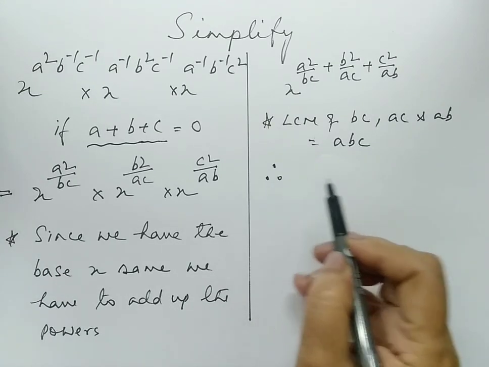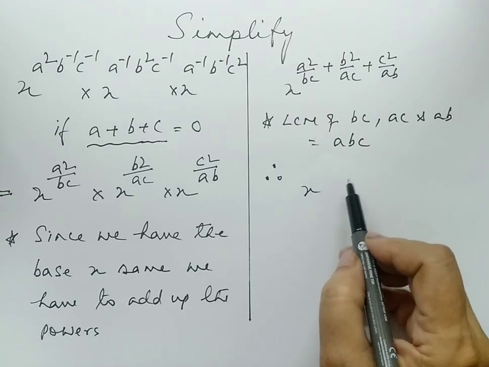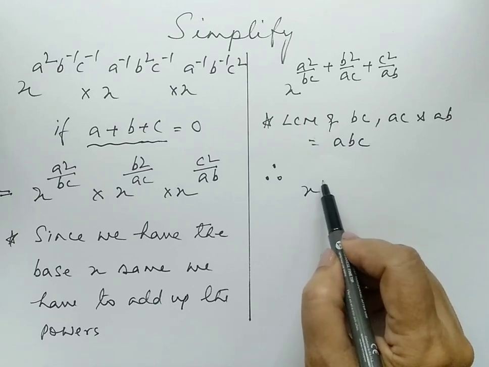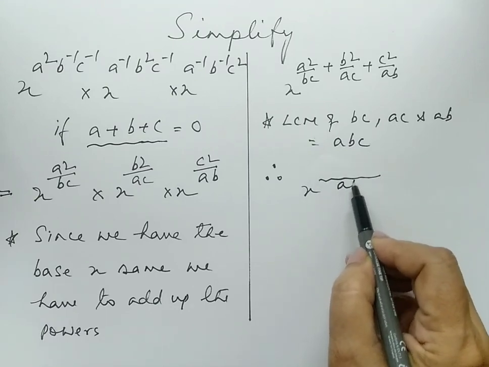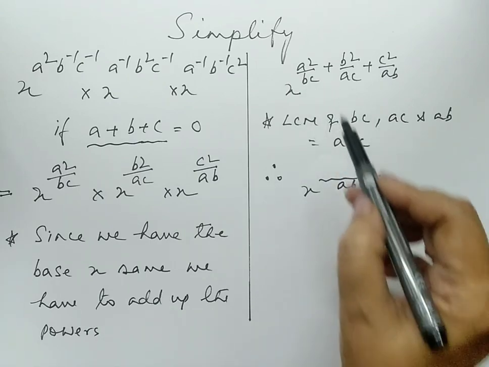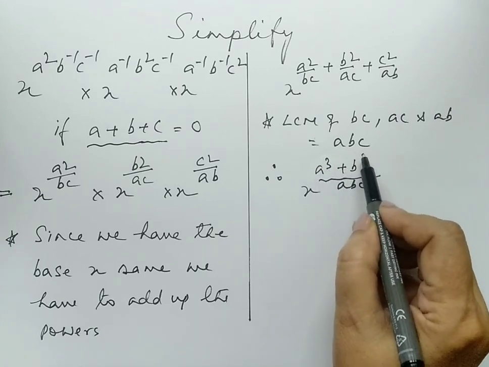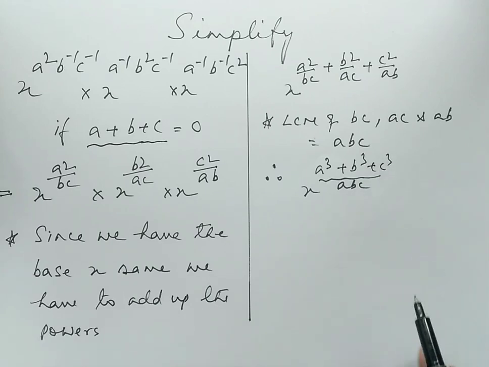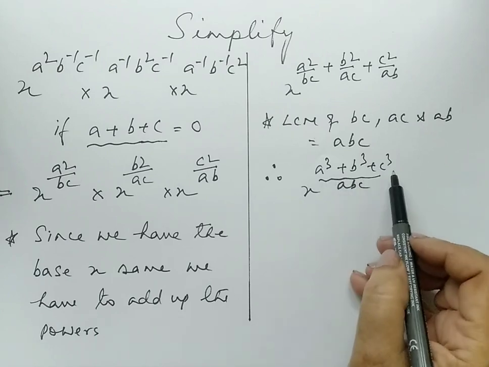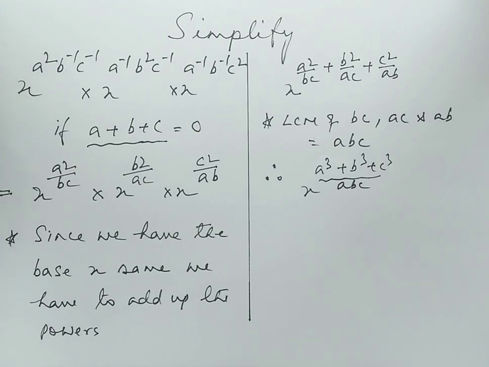Therefore we have x to the power, and abc is the LCM. Since bc is here, a is missing, so we write a cube. Similarly, we have b cube here and c cube here. Correct? So does this remind you of some identity? I'm sure you are reminded of an identity.